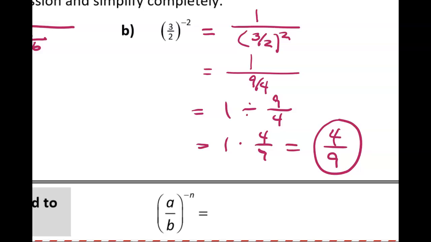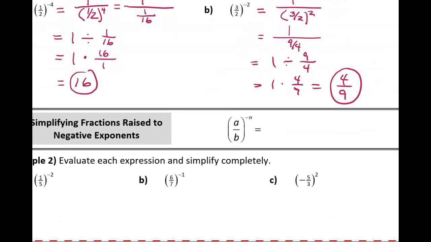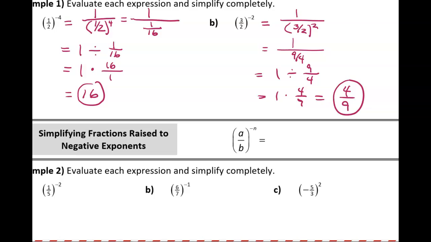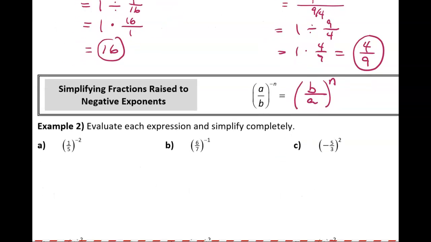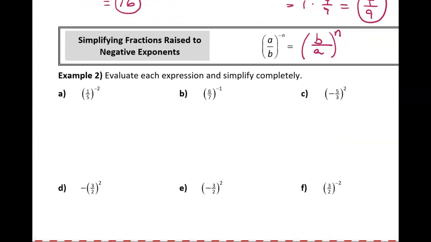Now there is a quicker way we can get to our answers, and that is to recognize that if you have a fractional base, you can just take the reciprocal. The reciprocal of a over b is b over a, and raise it to the positive n power. So let's use that little shortcut here.